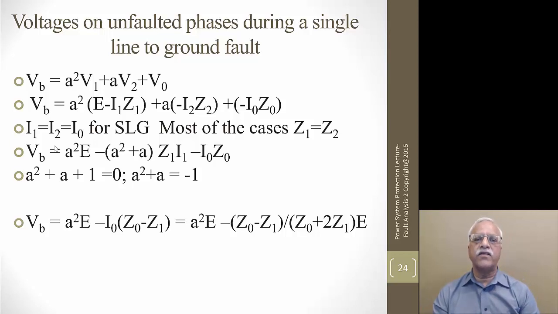VB is A square V1 plus AV2 plus V0. VB can be written using mathematical relationship. You can come back and then look at it. VB will be A square E minus Z1 minus Z0 by Z0 minus Z1 by Z0 plus 2Z1 times E.